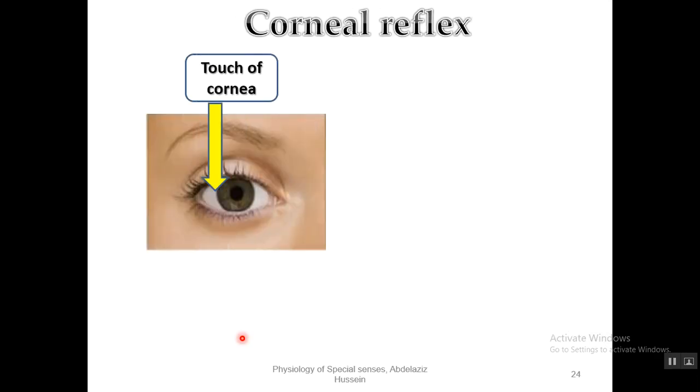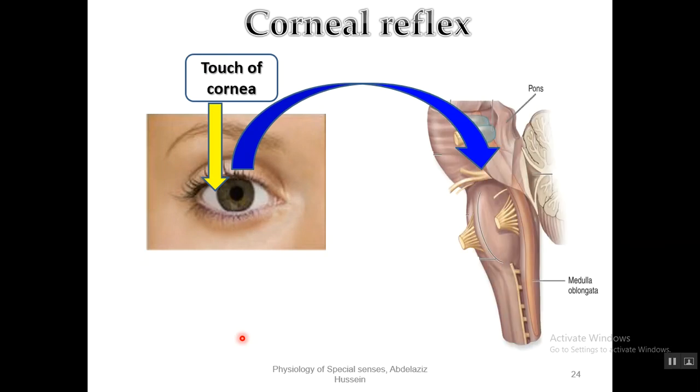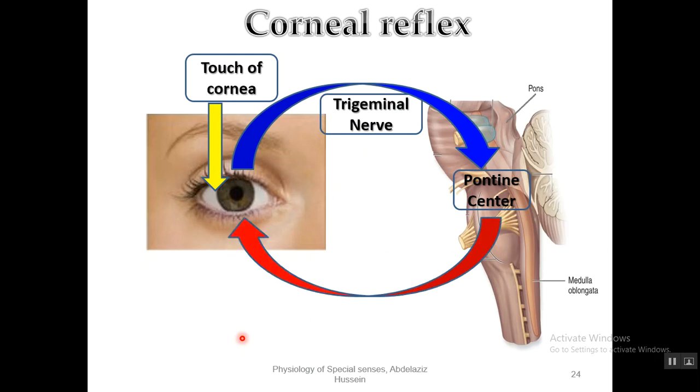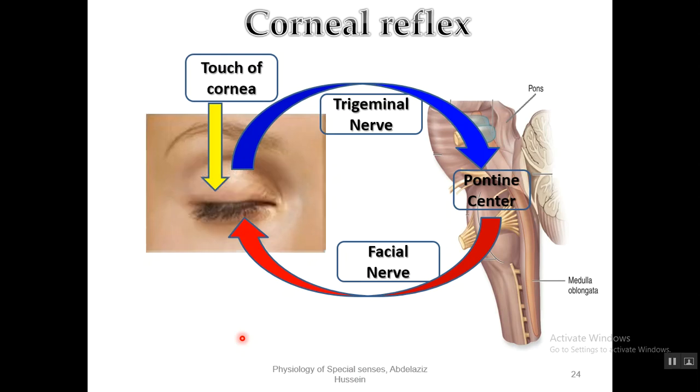What about the corneal reflex? If you touch the cornea with a piece of cotton, it will send an afferent impulse along the trigeminal nerve to reach the pontine center of the corneal reflex, which will send an efferent impulse along the facial nerve to make contraction of the orbicularis oculi to make a closure of the eye. This is the corneal reflex.